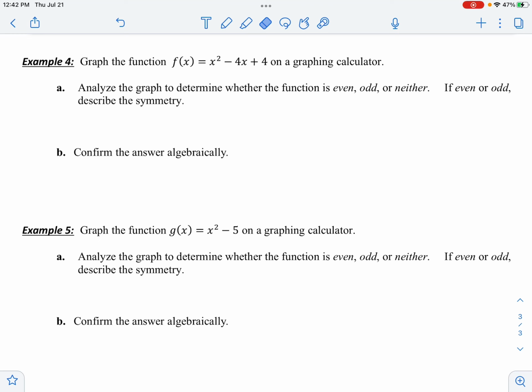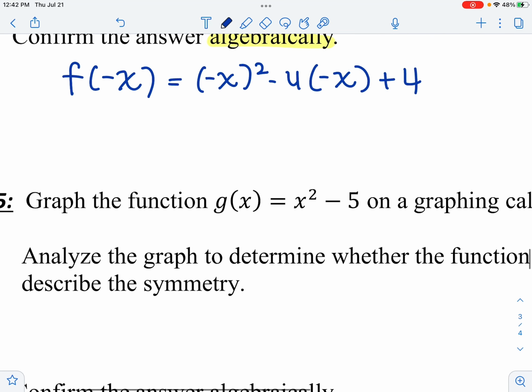All right, so to find out algebraically whether the function's even or odd, we are going to find f of negative x. Sorry, I don't like writing in red. I like blue. Okay, so we are going to plug in negative x for all of our x's, so here and here. So we're going to do equals negative x squared minus 4 times negative x plus 4. Now we have to clean this up. This is why we learned how to do this a couple days ago and have had it in our opener.